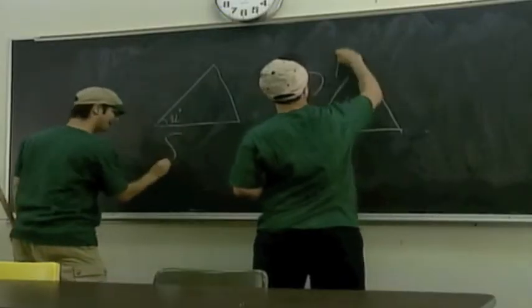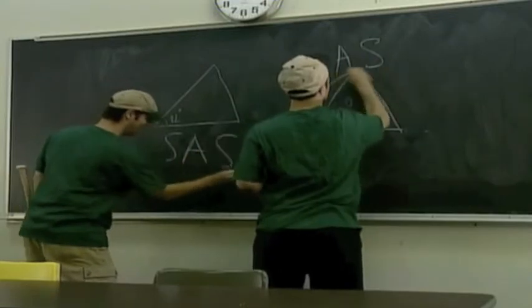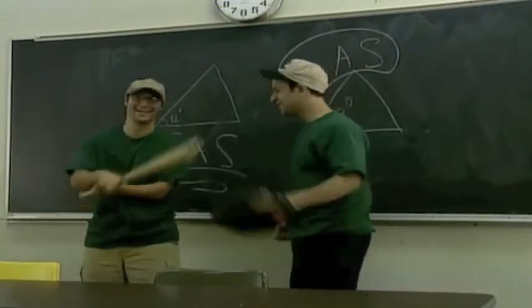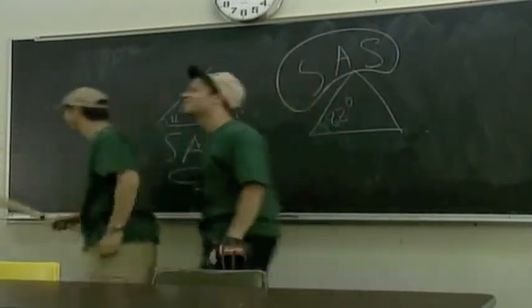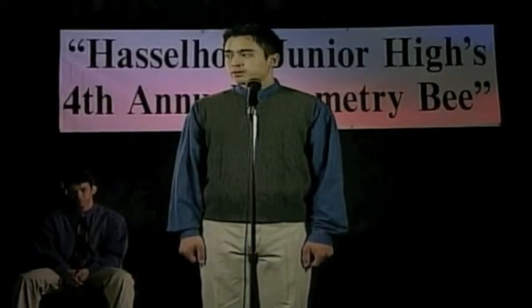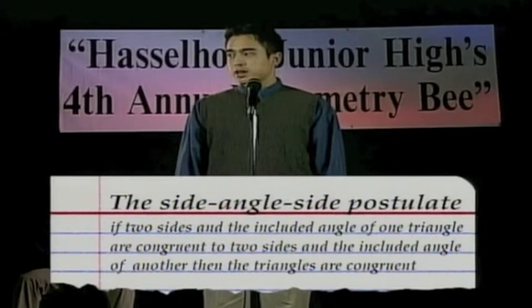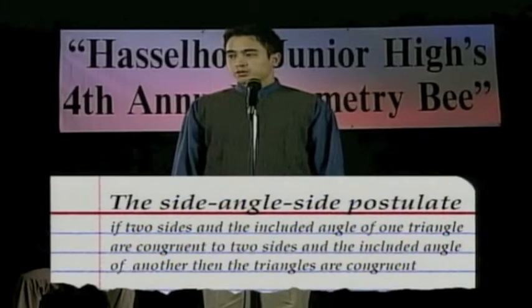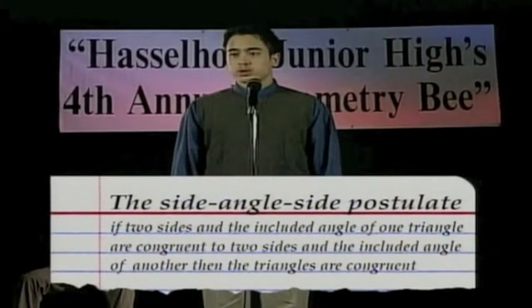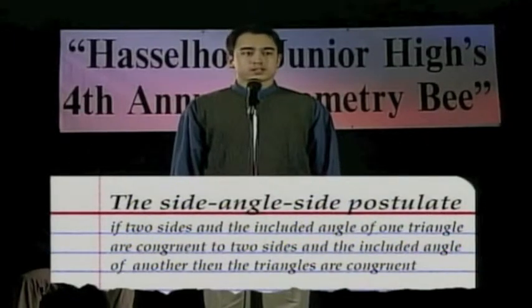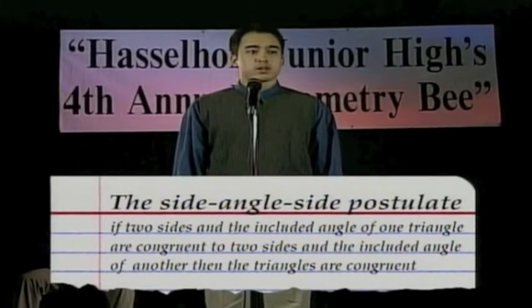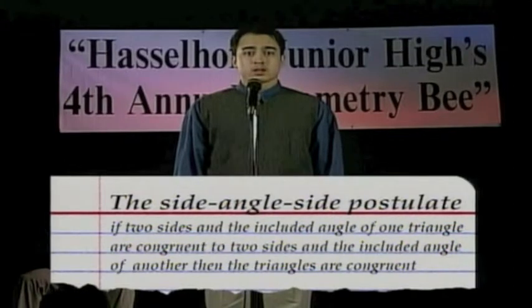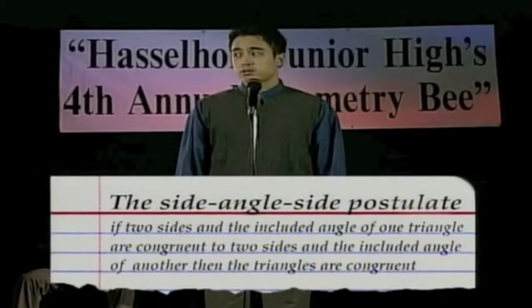This illustrates another important postulate of geometry, the side angle side, or SAS postulate. Good job. Now go play baseball. The side angle side postulate: If 2 sides and the included angle of one triangle are congruent to 2 sides and the included angle of another triangle, then the triangles are congruent.